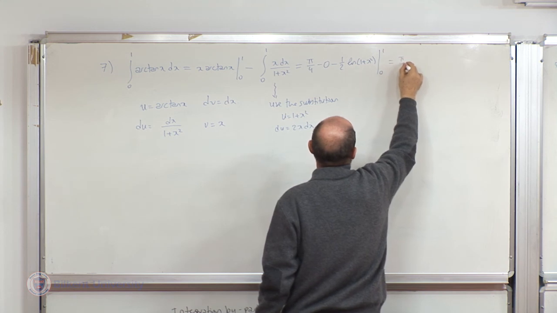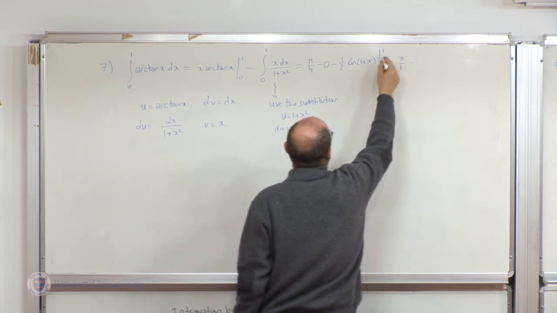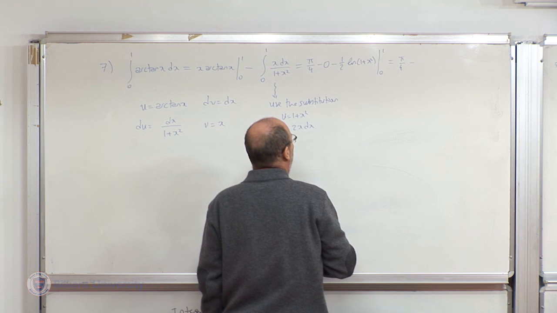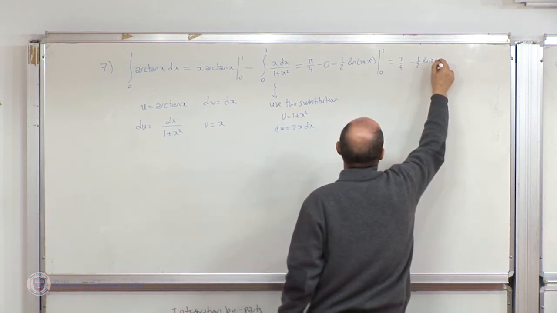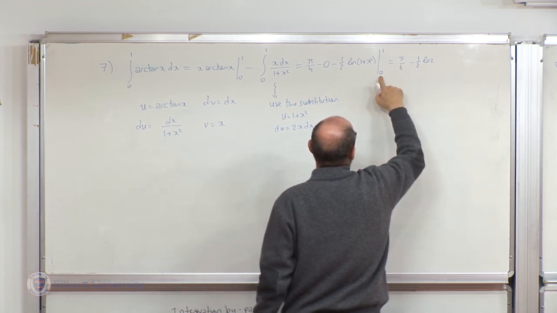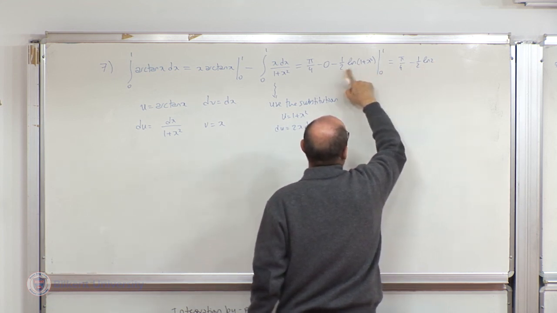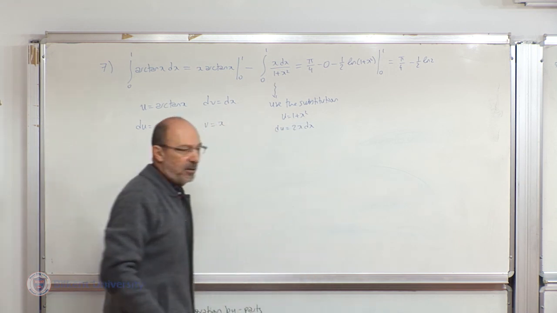So this is pi over 4 minus, when x equals 1, 1 over 2 ln 2. When x equals 0, ln 1 is 0, so I don't have anything. So this is the answer.